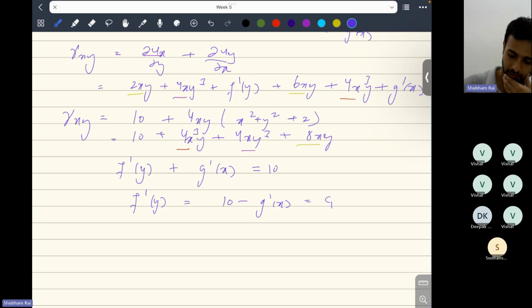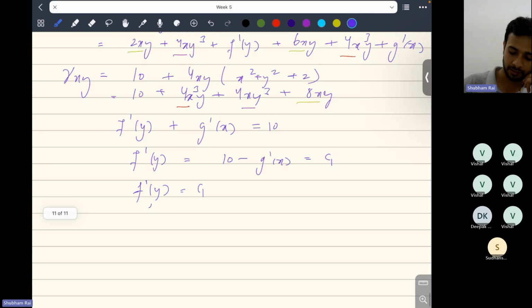So if you integrate now, f prime y is c1, which is again a constant because it is not dependent on y, so that's why it's constant when you integrate with respect to y. If you integrate this, you will get f of y is equal to c1y plus c2, right? So this is one equation, and then from this one you have g prime x is equal to 10 minus c1, right?